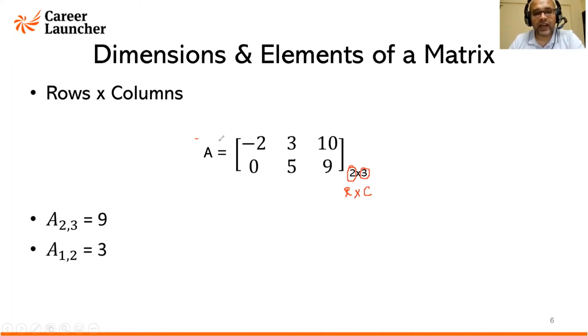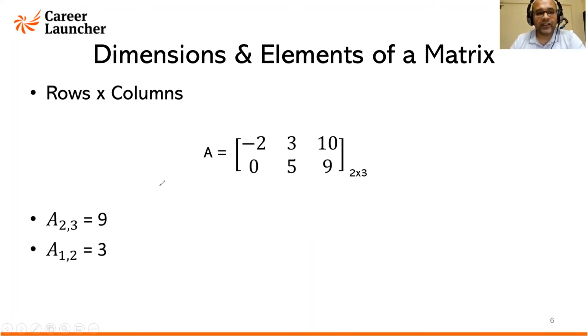So these are your rows, 2 rows, and these are your columns, 3 columns. Hence the matrix is a 2 by 3 matrix. Every number in the matrix is called an element.